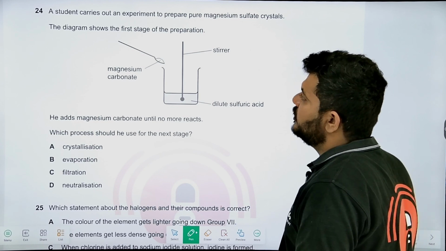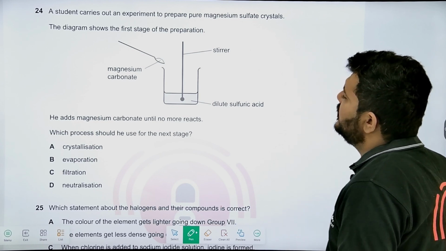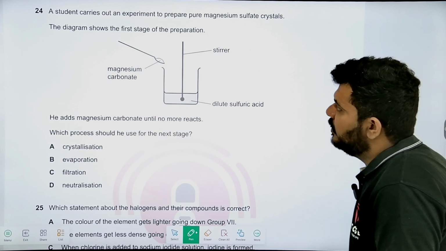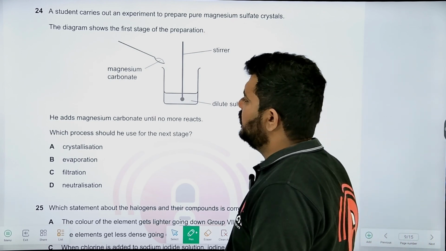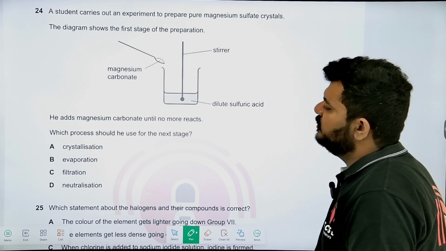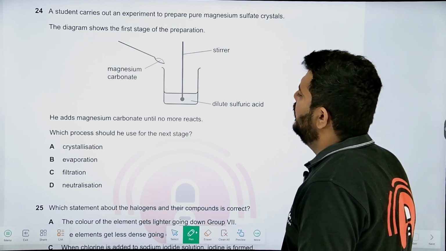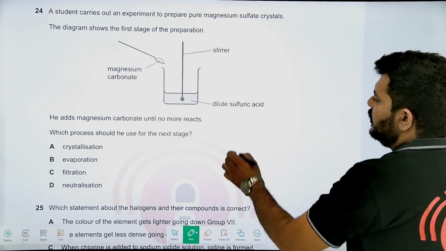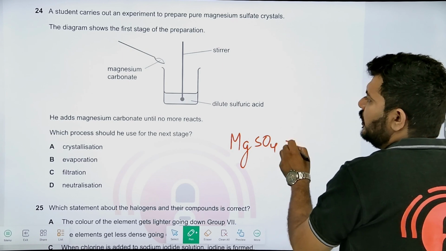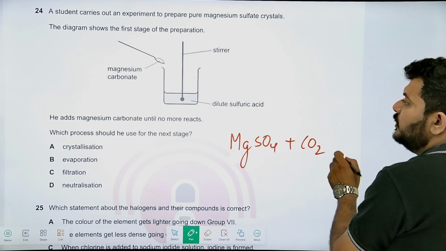Let's look at question 24. A student carries out an experiment to prepare pure magnesium sulfate crystals. The diagram shows the first stage of preparation. He adds magnesium carbonate until no more reacts. Which process should he use for the next stage? So what will form over here? Magnesium sulfate will form, carbon dioxide will form, right?